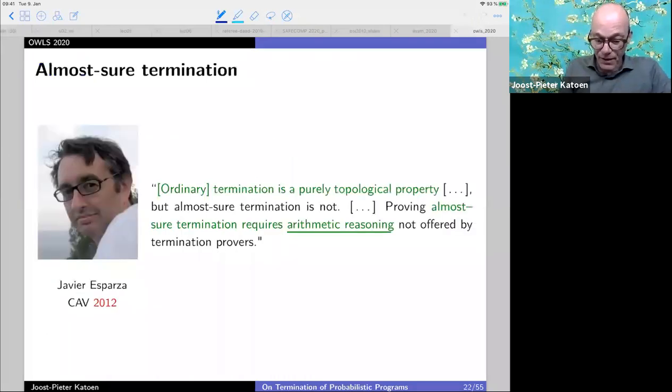Good. To start off, I like this statement by Esparza et al. in the CAV paper, where he claims that ordinary termination, so termination of, let's say, non-probabilistic programs, is a purely topological property, but almost sure termination is not, and proving this requires arithmetic reasoning. And this is not offered by ordinary off-the-shelf termination provers. So to put it bluntly, we need new technology. We cannot take standard reasoning for termination to prove things like almost sure termination.